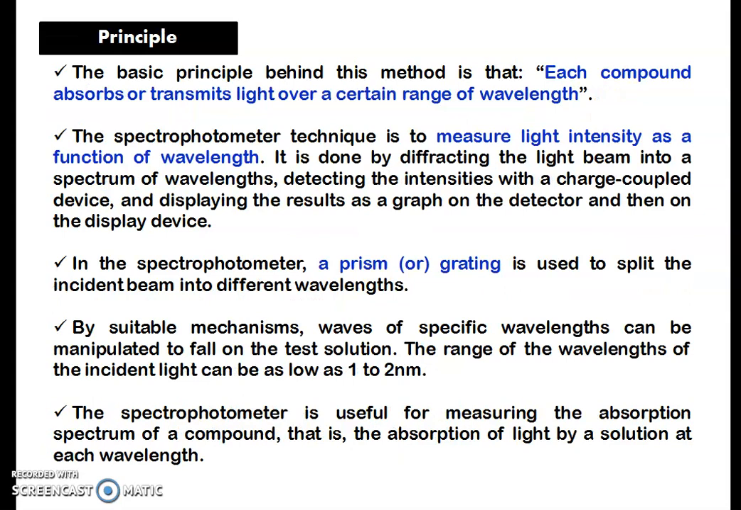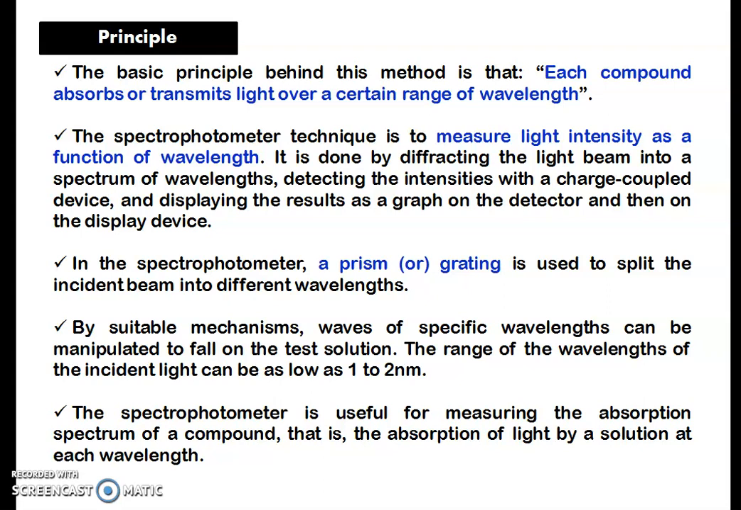Coming to the principle, the basic principle behind this method is that each compound absorbs or transmits light over a certain range of wavelength. And this equipment works under the principle of Beer-Lambert's law. The spectrophotometer technique is to measure light intensity as a function of wavelength.